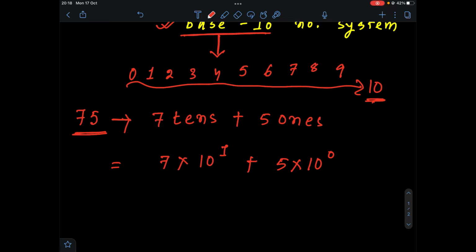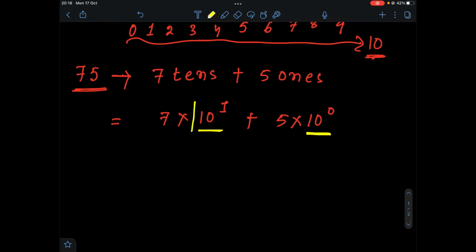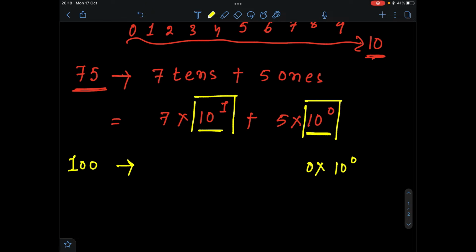So here you have got a clear idea that whenever we talk about the decimal number system, it works with powers of 10. It deals with the powers of 10 only. Similarly, suppose I am writing 100. How can we represent this 100 in terms of 10? It is very easy: 0 into 10 to the power 0 plus 0 into 10 to the power 1 plus 1 into 10 to the power 2.